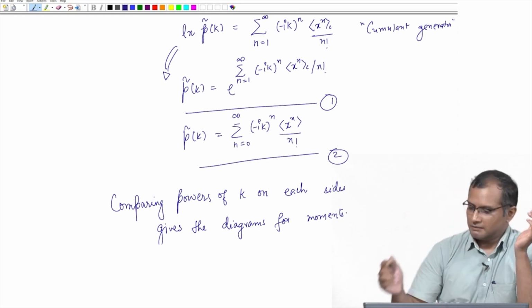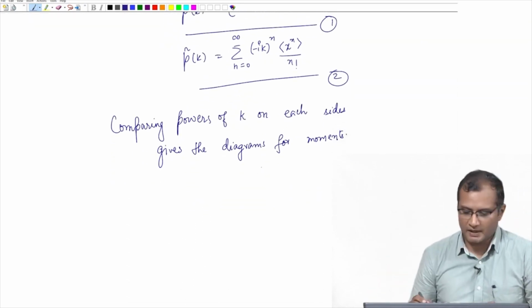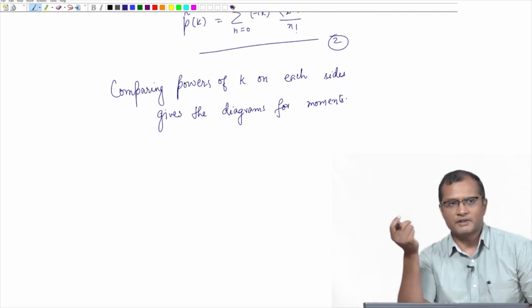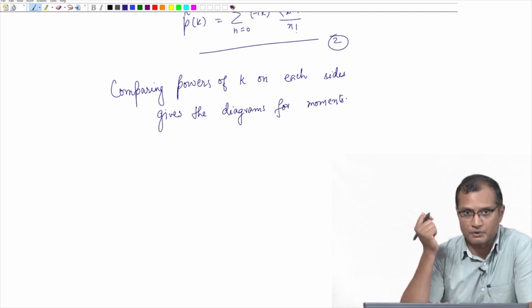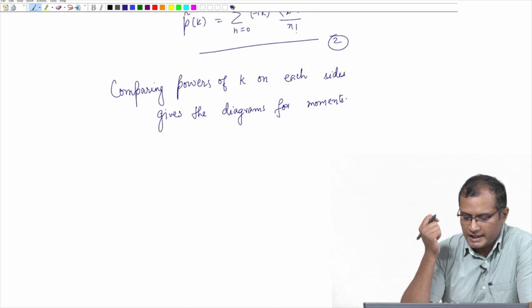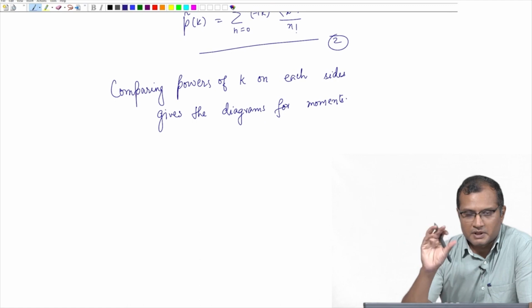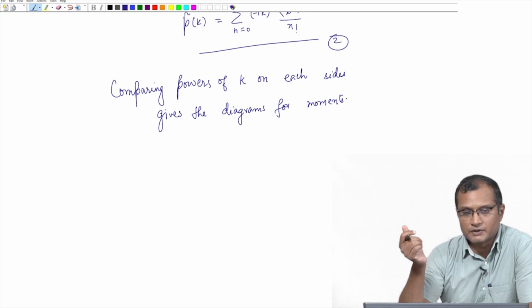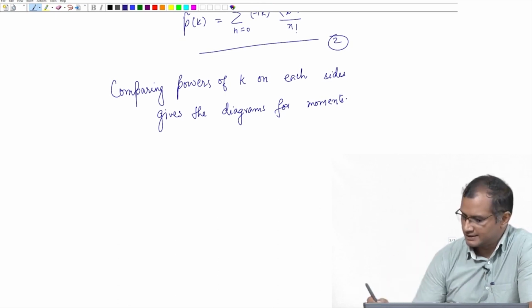So, when you compare like powers of k on each side, you can get the diagrams, and this I leave as an exercise here. You can check for yourself. At least the first two moments you should be easily able to compute. And for the higher ones, I have already given the logic of permuting and combining the various number of dots. So, you can take that as a rule to generate these diagrams. This is the proof for these diagrams.